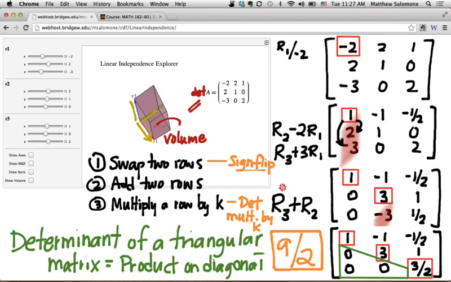And that's a step that we actually did do in our row reduction. We did it here at the beginning. The very first thing we did in our row reduction was we divided the first row by negative 2. And so the question is, what happened to the determinant when we did this?